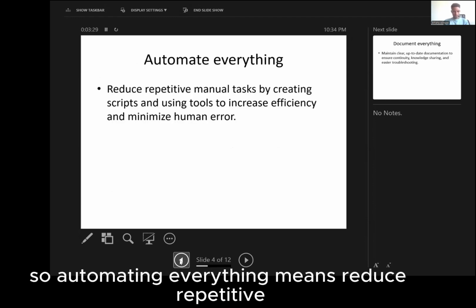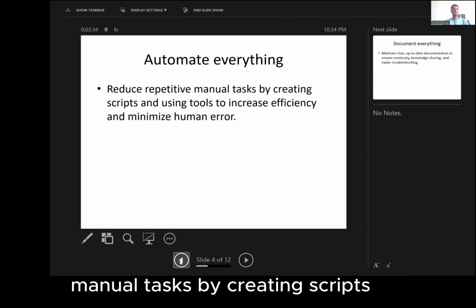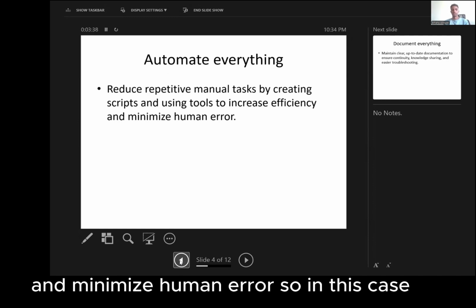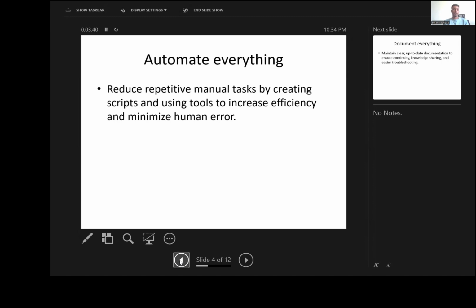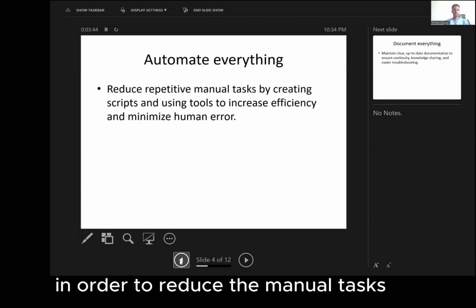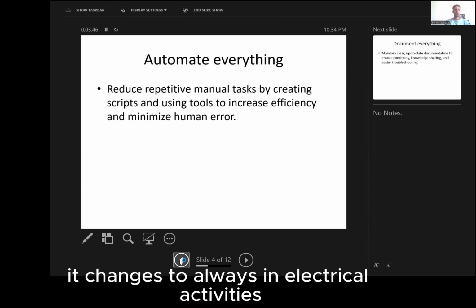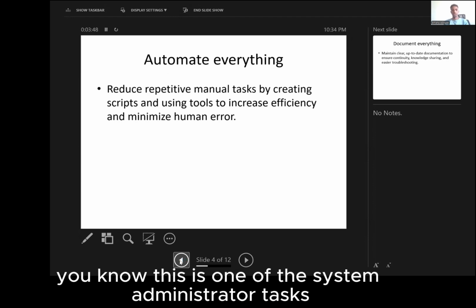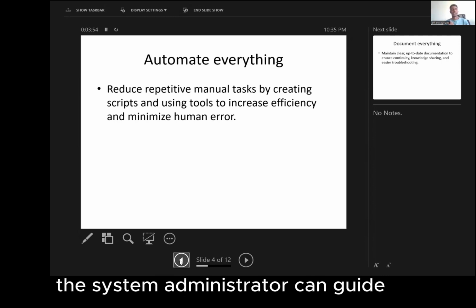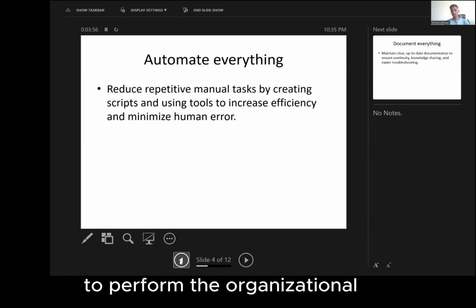Automating everything means reducing repetitive manual tasks by creating scripts and using tools to increase efficiency and minimize human error. So in this case, everything should be automated in order to reduce the manual tasks. This is one of the system administrator's tasks. Based on this, the system administrator can be guided to perform the organizational activities.